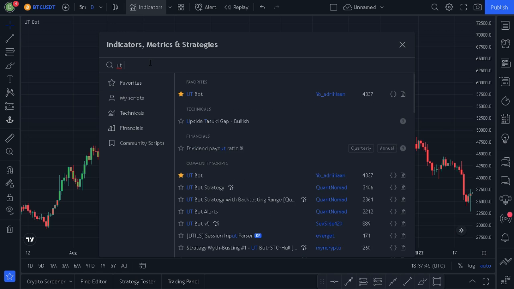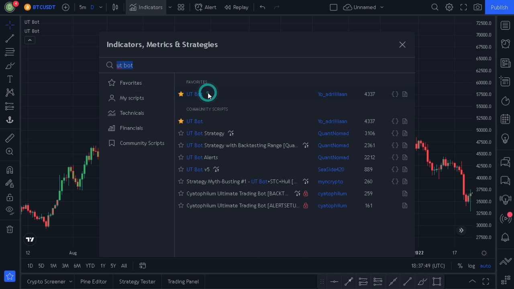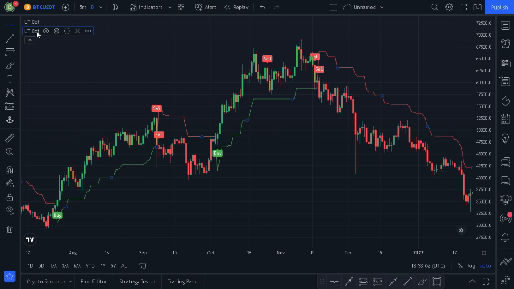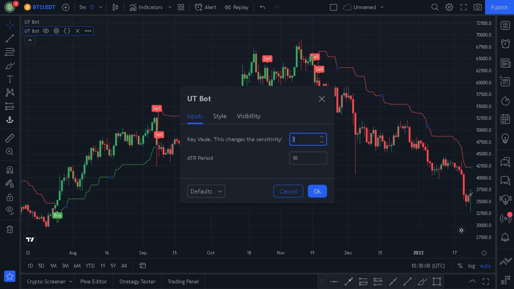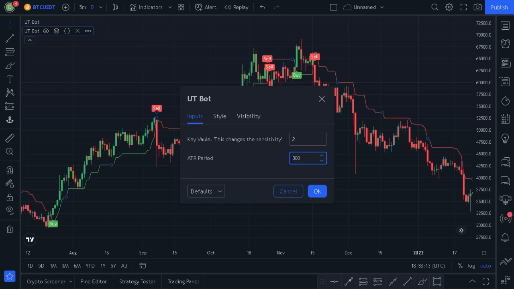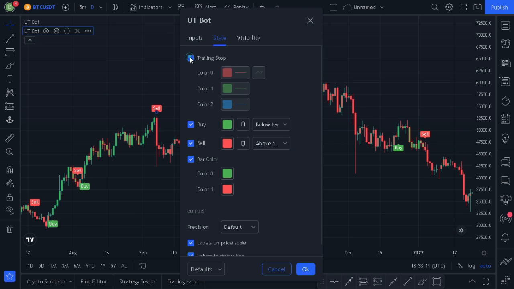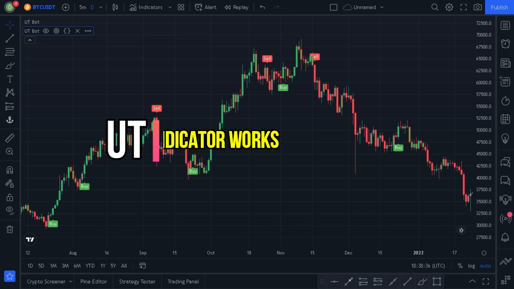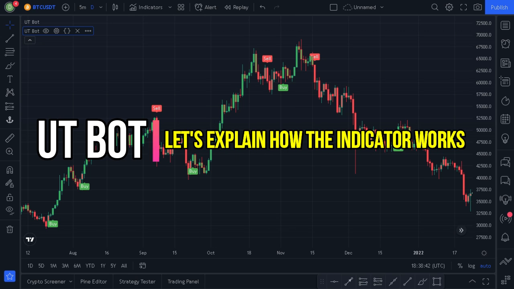We will add the same indicator. So search for UT-Bot and click on this indicator. Go to the setting and set the key value to 2 and ATR period to 300. Now, go to the Style section and uncheck the trailing stop and the sell option as well. Then click OK. Now that we have the indicator added to our chart, let's see how magically the strategy works.